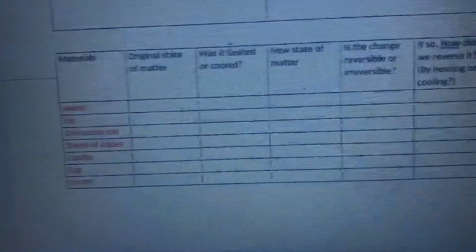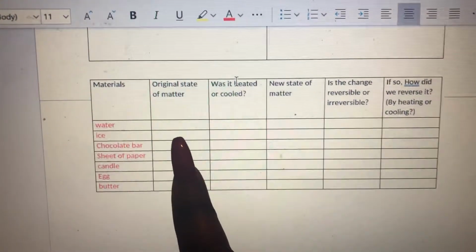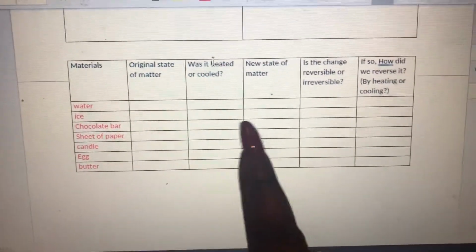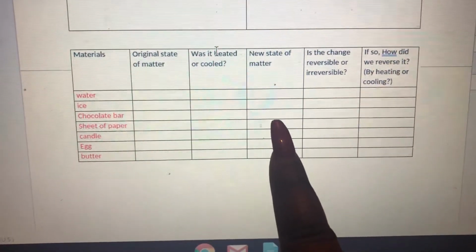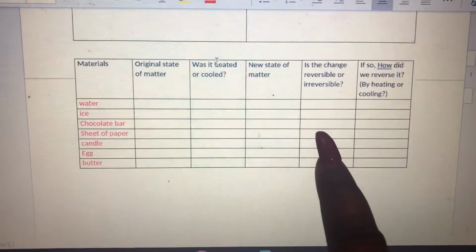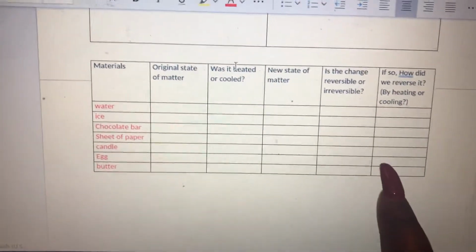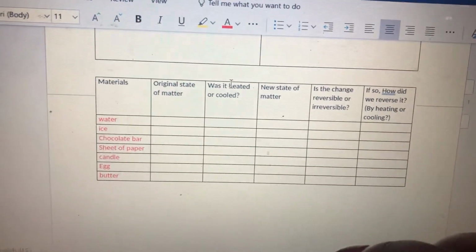On the chart, students will fill in the original state of matter for the material. They would just say whether it was heated or cooled. They will put the new state of matter, and then they will say whether the change is reversible or not. And if the change is reversible, they will know how we reversed it and whether it was by heating or cooling.